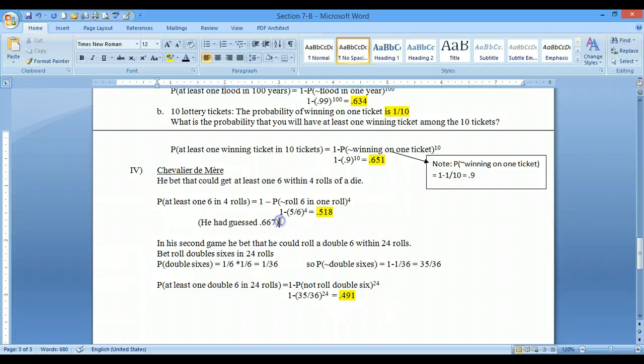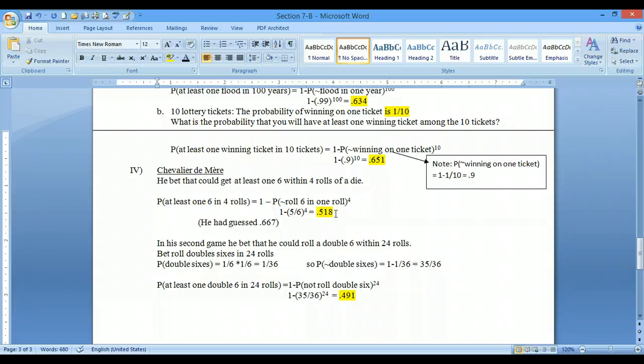He had originally guessed that it was 4 out of 6, which is 0.6667 or 0.67, wherever you round it. Now he guessed a lot higher. Now it's not quite as high, but it is still above the 50% mark, so he would end up winning more games than losing, but he would have to play a large number of games, which we will get into when we talk about the law of large numbers.